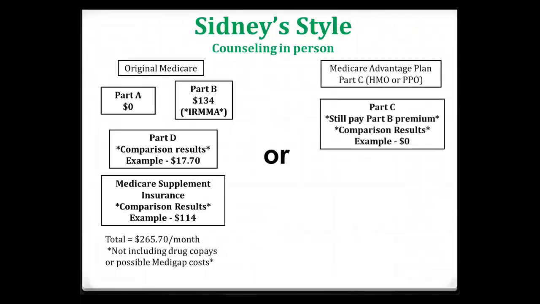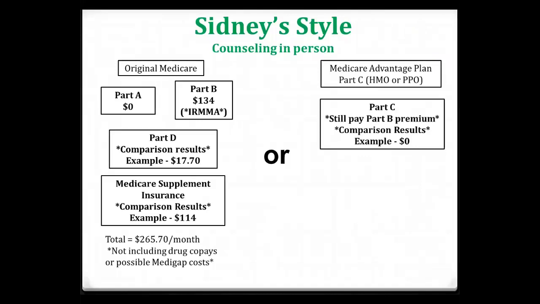So even if you enroll into a Medicare Advantage plan, this is a common misconception among many, many of our beneficiaries: I want an Advantage plan so I don't have to pay my Medicare Part B premium. That is not true. You still have the Medicare Part B premium, the $134 to pay if you enroll into a Medicare Advantage plan. You still have that Part B.